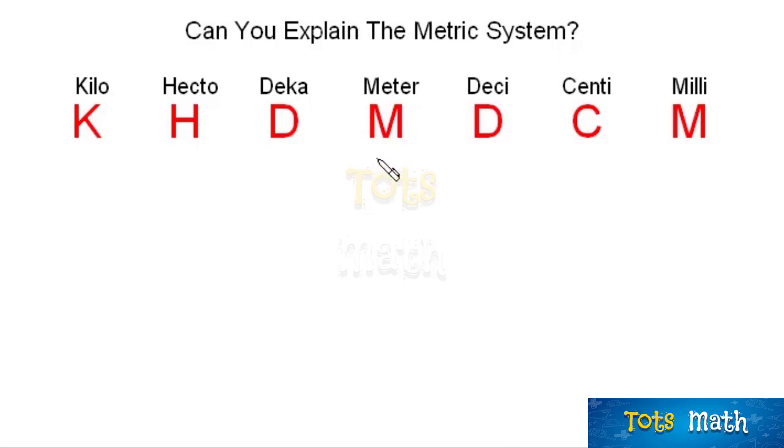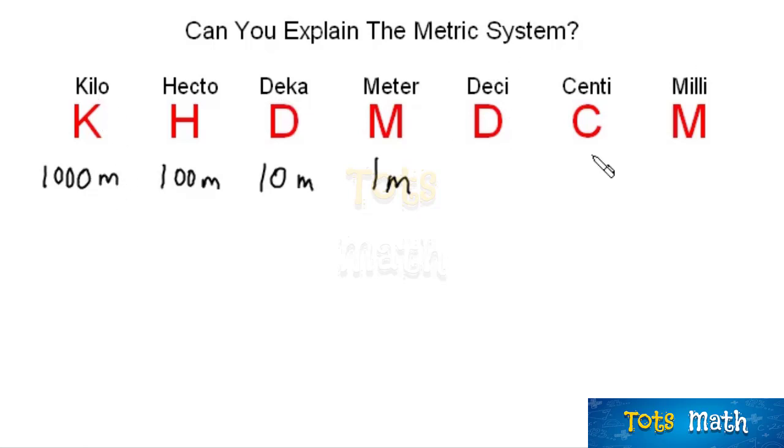We know there is 1 meter in a meter. That's easy enough to understand. Now decameters are 10 times bigger than meters. So that means there are 10 meters in a decameter. Hectometers are 100 times bigger than meters. So there are 100 meters in a hectometer. A kilometer is 1,000 times bigger than a meter. So there are 1,000 meters in a kilometer.